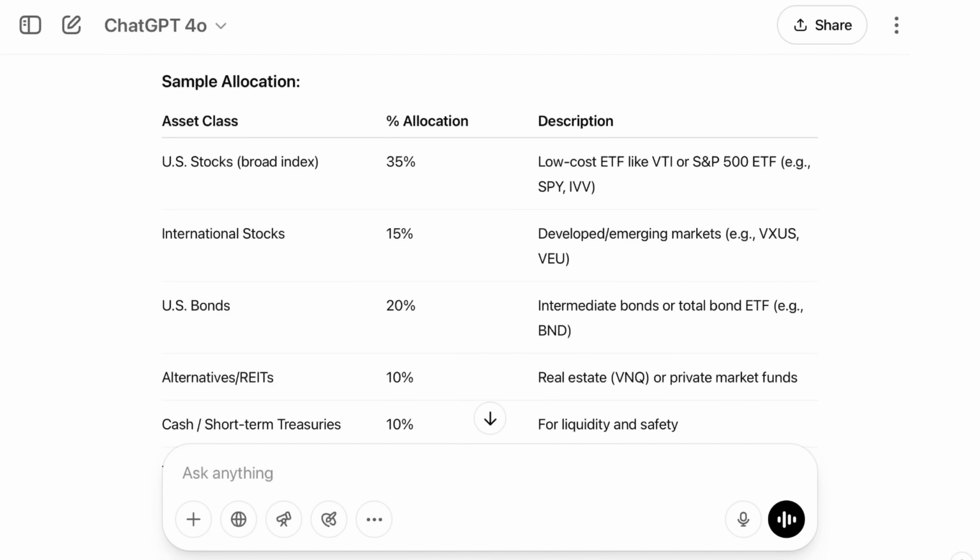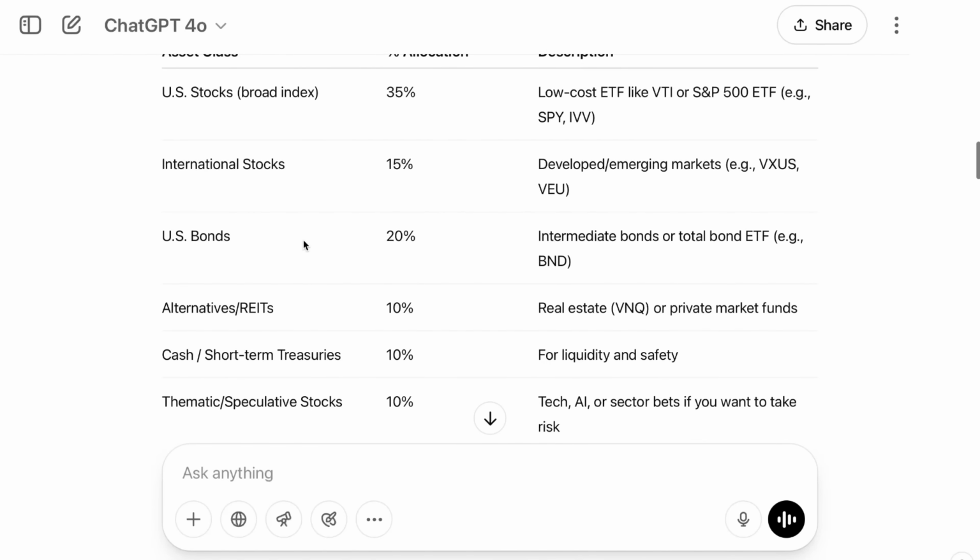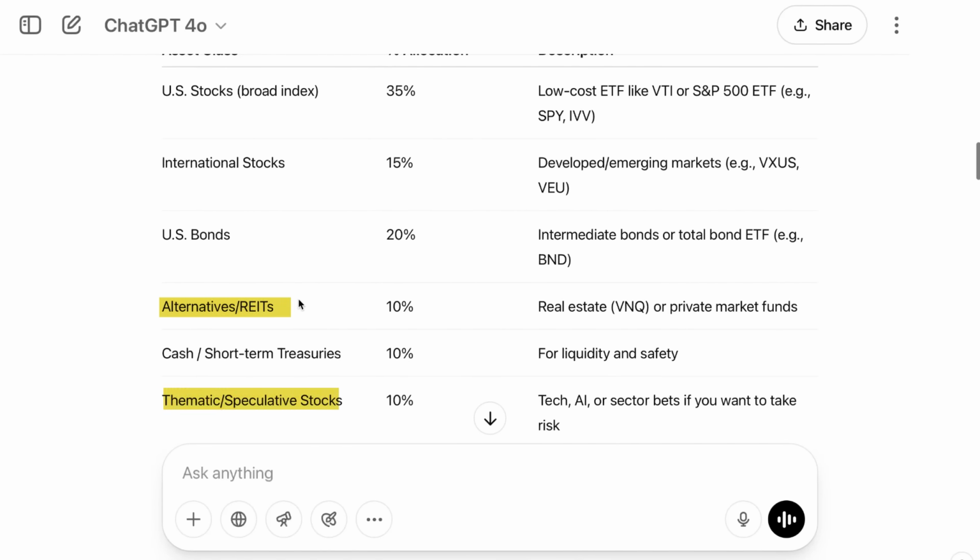I also wanted to show you the results here using version 4.0 of ChatGPT. To my surprise, the older model actually gave more granularity. The stocks were further divided into US and international stocks, as you can see here. And we also have some smaller categories for alternative REITs and thematic speculative stocks. I would have thought the newer 4.5 model would have done a better job of providing finer detail, but you can always ask the AI on a follow-up prompt to give you the level of precision that you're looking for.